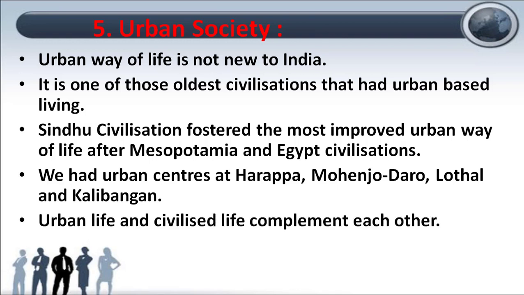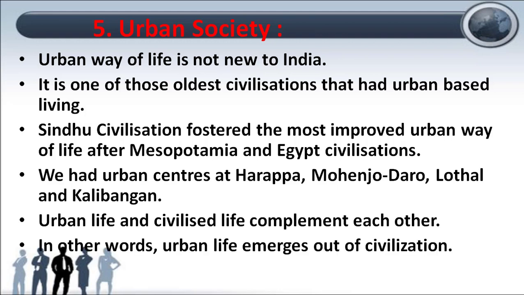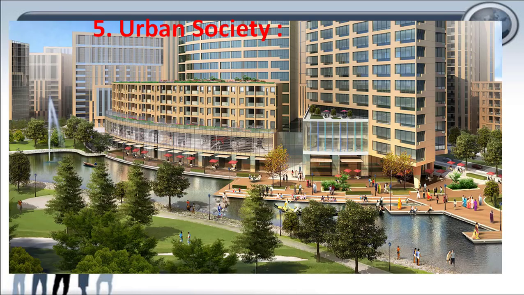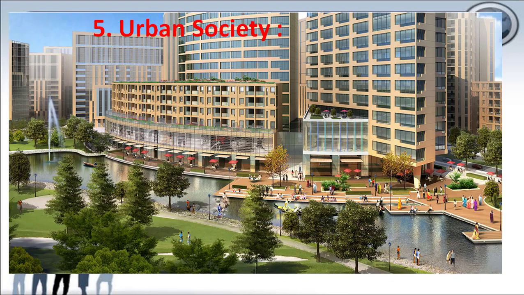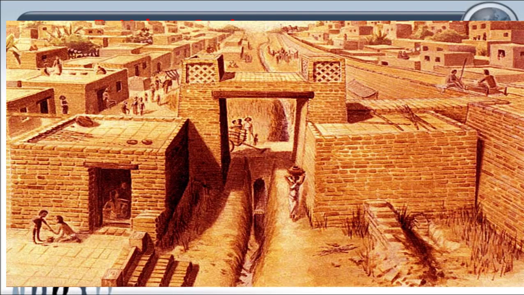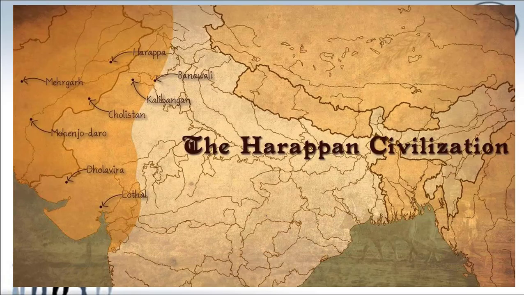Urban life and civilized life complement each other. In other words, urban life emerges out of civilization. So that is the concept of urban society. Here are some pictures which highlight the urban society. The Sindhu Valley civilization, or Indus Valley, as we are already familiar with, shows the existence of civilization. The Harappan civilization existed in India.